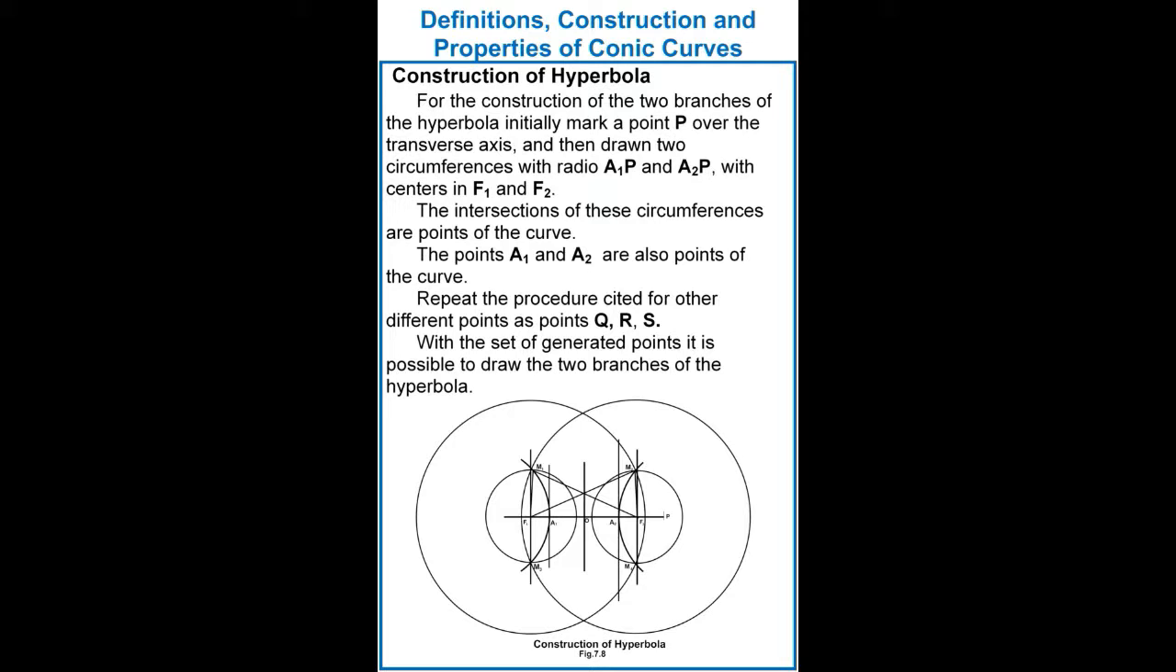The intersections of the circles drawn with centers at F1 and F2 generate the points M1, M2, M3, and M4. The procedure is repeated for other points Q, R, and S. With the generated set of points, it is possible to draw the two branches of the hyperbola.